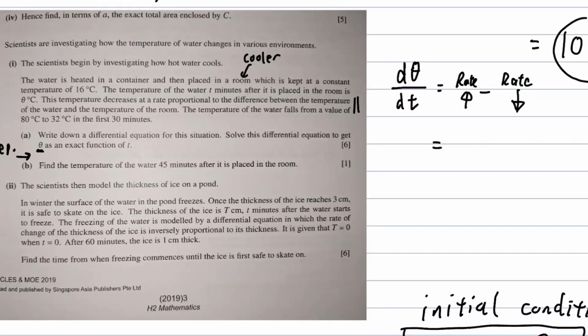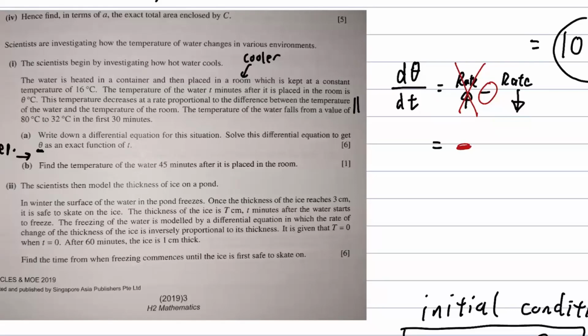Think about a situation. You heat up water, so it's very, very hot already, 90 degrees Celsius. Then you bring it to a room that's 16 degrees Celsius. Do you think the water will heat up? No, right? So therefore, this component here is a rate up, zero. But there is still a minus sign. So be careful, must have a minus sign.